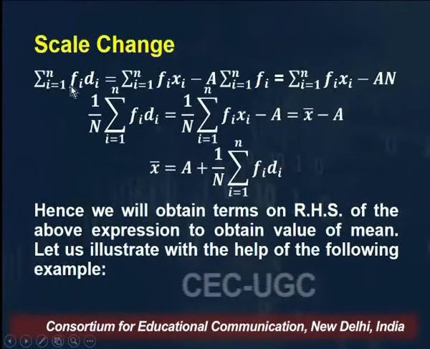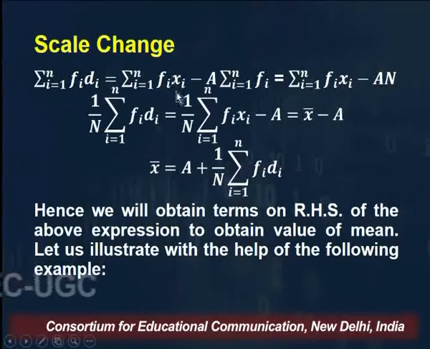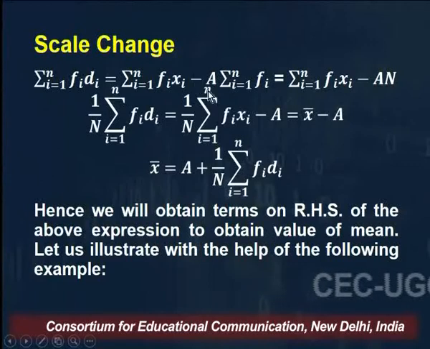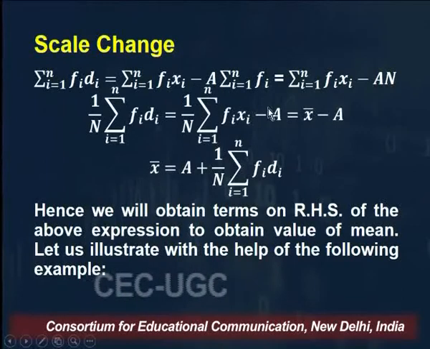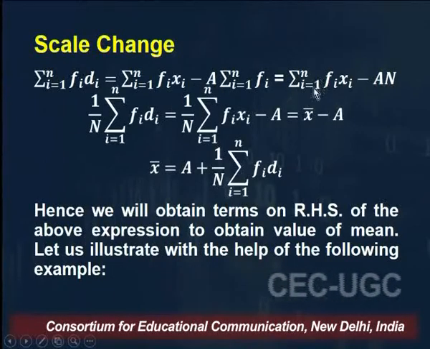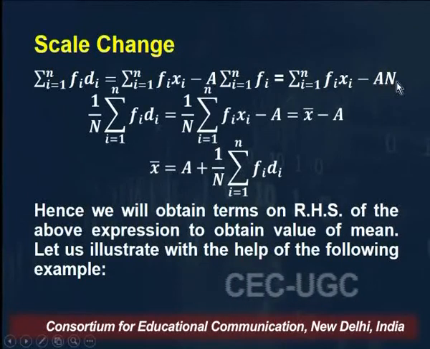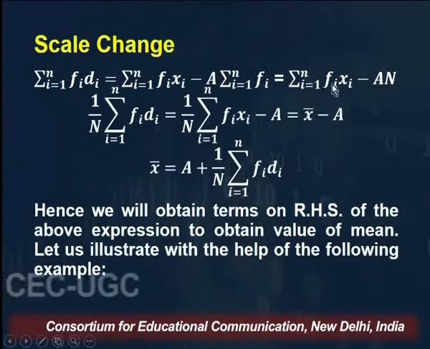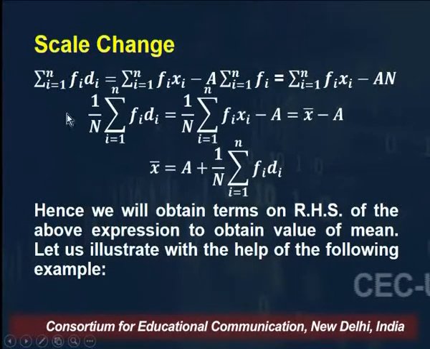So summation i equal to 1 to n fi di will be equal to summation i equal to 1 to n fi xi minus A times summation i equal to 1 to n fi. A is not dependent on i, so it comes out of the summation. That is why I have written it outside the summation. Then this will be equal to summation i equal to 1 to n fi xi minus A times capital N. Remember, summation fi, which is the sum of all the frequencies, is denoted by capital N. So now my summation fi di has become summation fi xi minus A N, with the summation running from i equal to 1 to small n in both cases.